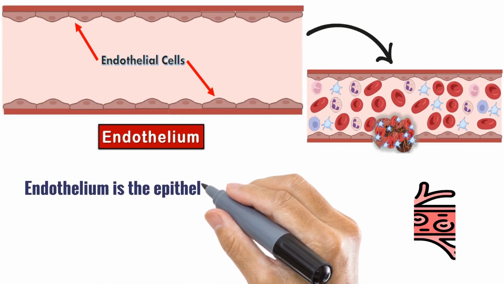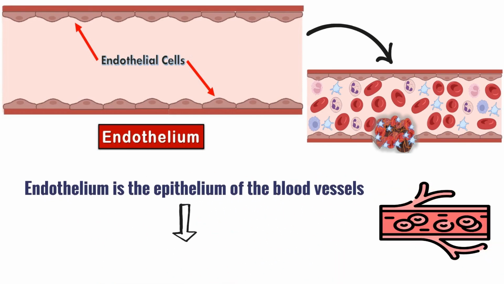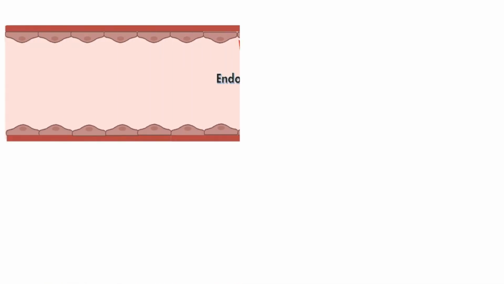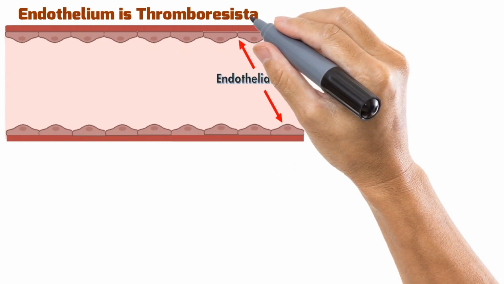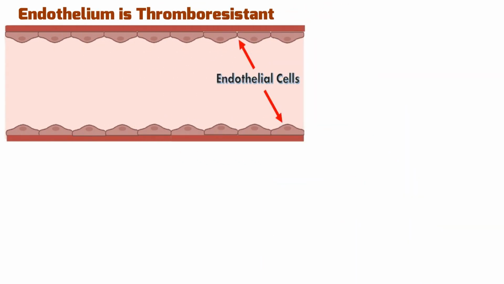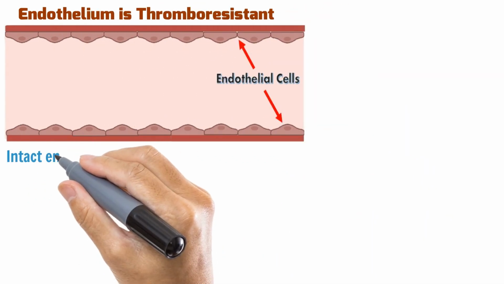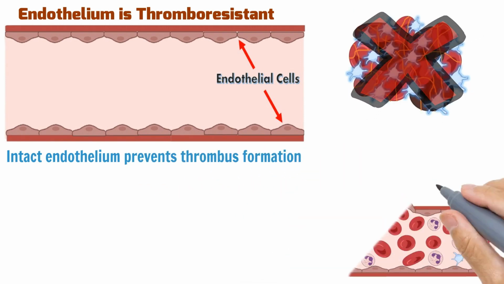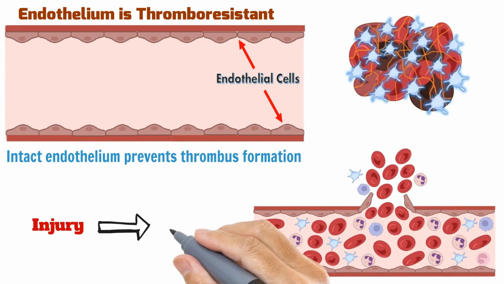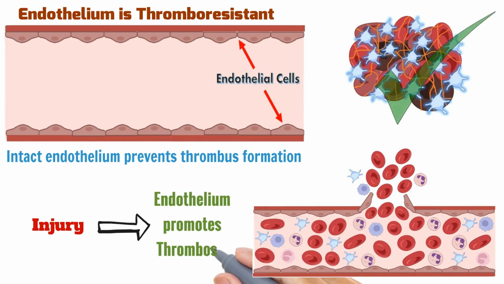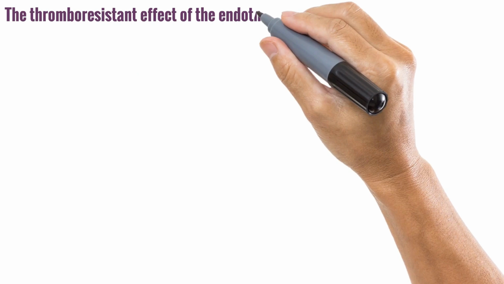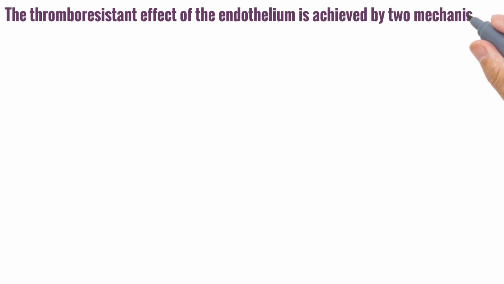Endothelium is the epithelium of the blood vessels. In simple words, a single layer of cells that lines the blood vessel. In a healthy animal, the endothelium is thromboresistant, which means under normal conditions, intact endothelium prevents thrombus formation. But whenever there is an injury, endothelium promotes thrombosis. The thromboresistant effect of the endothelium is achieved by two mechanisms.